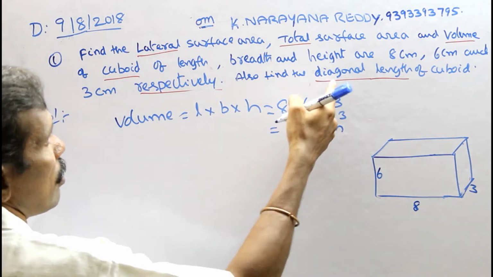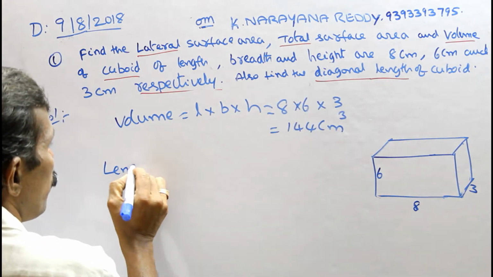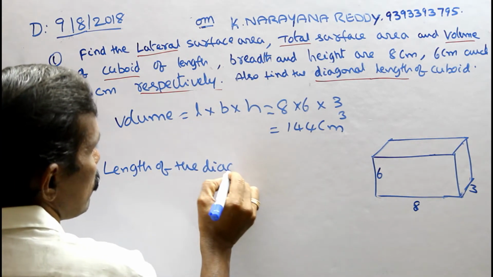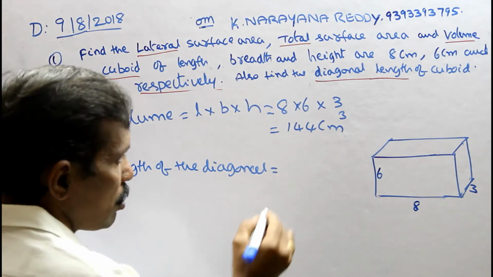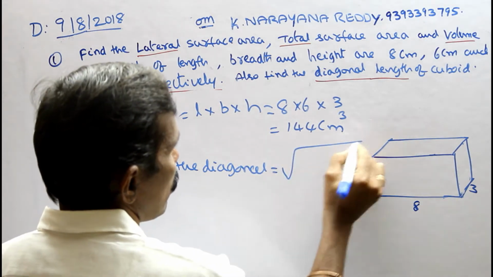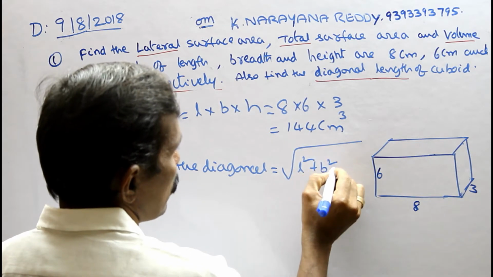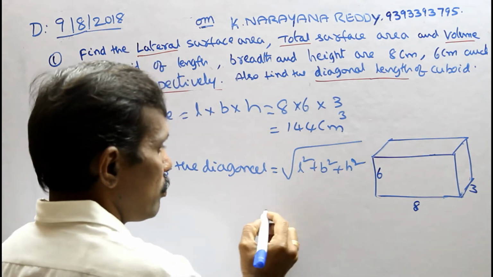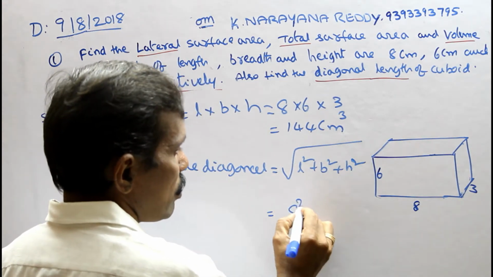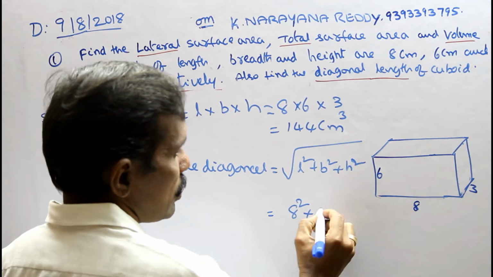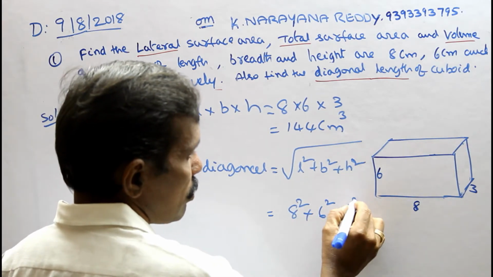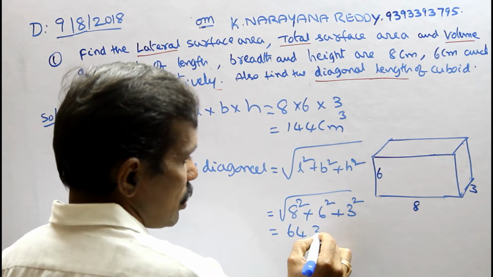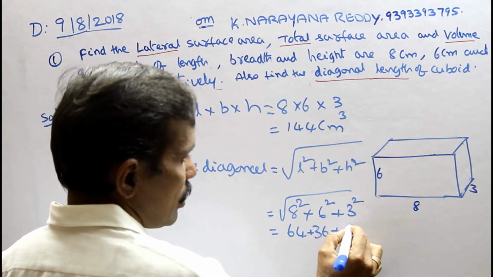Now the length of the diagonal equals the root of L square plus B square plus H square. This is the formula for the diagonal. What is L square? 8 square, B square, 6 square plus 3 square. How much? 8 8s are 64, 6 6s are 36, 3 3s are 9.